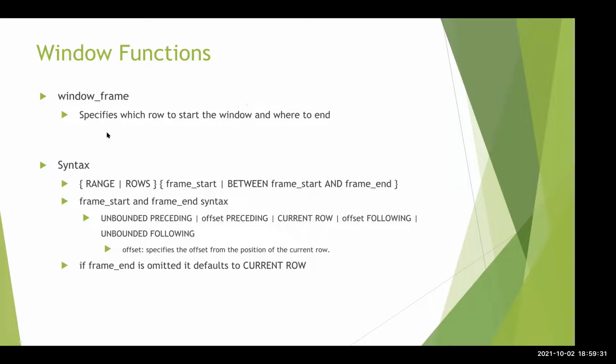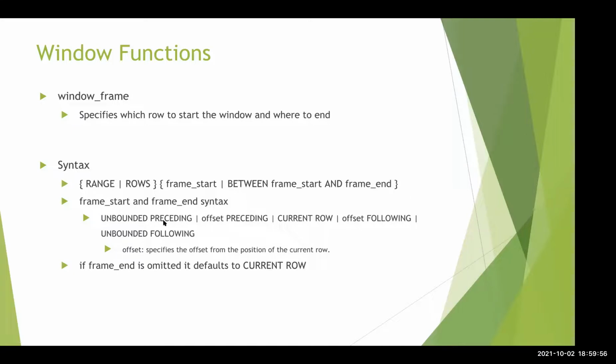So the syntax of this is range or rows, frame start, between, frame start and frame end. And we'll see an example of this. If you're not understanding this syntax, that's okay. You will understand with the example, and you can go in and read yourself also later. So what is the frame start and frame end syntax? You have unbounded preceding, offset preceding. I will explain it next slide.